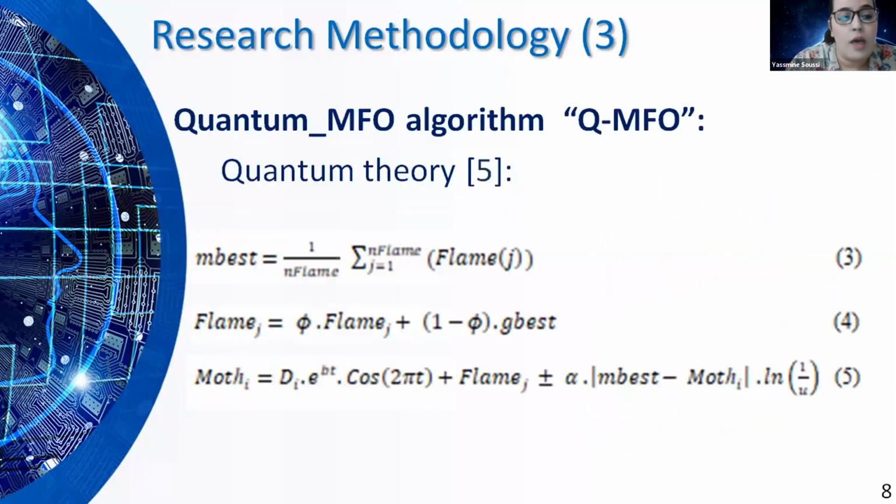Quantum MFO algorithm, QMFO. Quantum theory guarantees global convergence of QMFO and makes moths more dynamic using wave functions. Two new variables are introduced, G-best and M-best. G-best is the best position in the set of flames, and M-best is the mean best position among the set of flames calculated using equation 3. In QMFO, the moth moves and changes its position using equation 5. Phi and U are two random numbers in the interval 0, 1. Alpha is the contraction expansion coefficient related to QMFO, and the new flame G is a randomly determined point between the old flame G and G-best. It is the attractor of moth E. This new flame is calculated using equation 4.